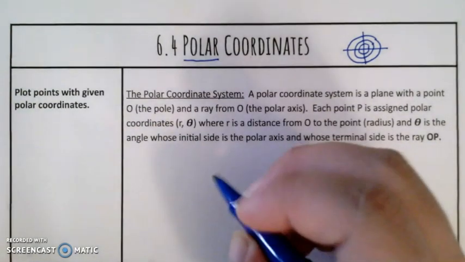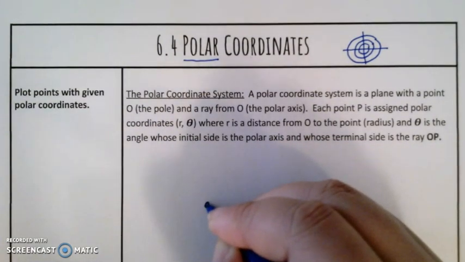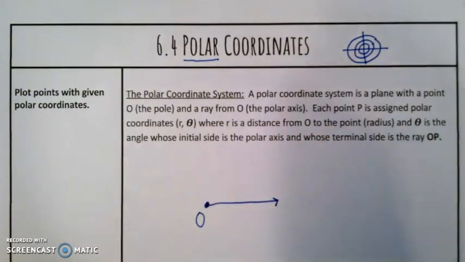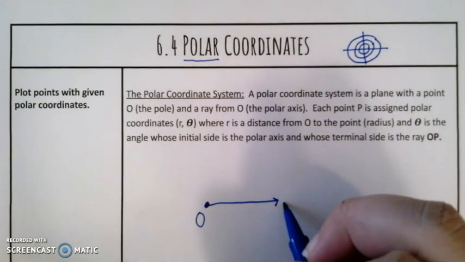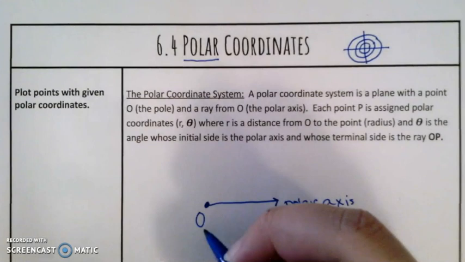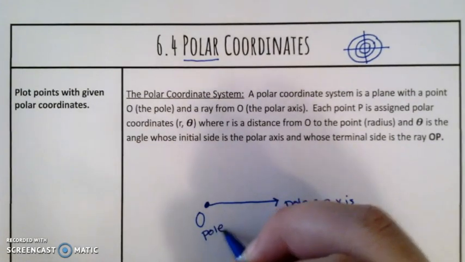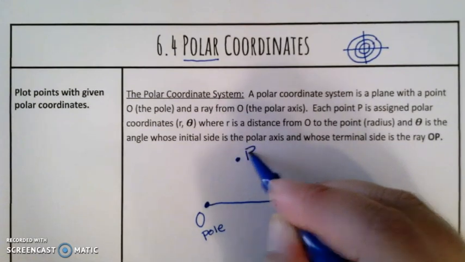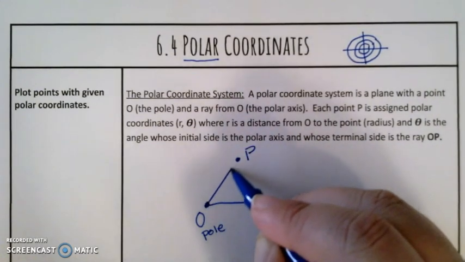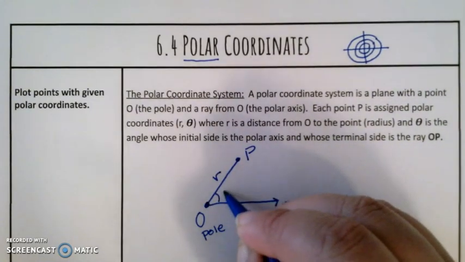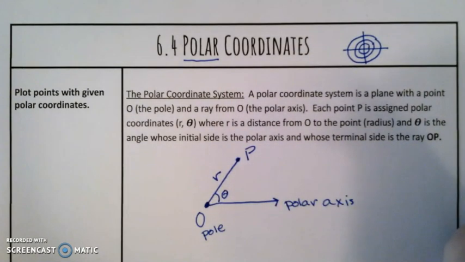So what does that mean? It means we have this point O, and we have this ray, which we call the polar axis, and O is called the pole. Okay, and we have another point P, whose distance, or whose radius, is r, and this angle here is theta.